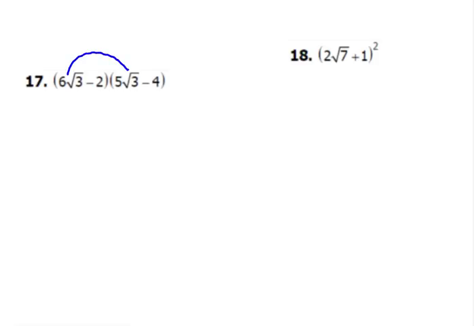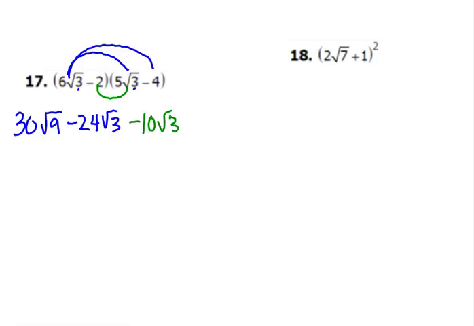Okay, so we're going to take 6 times 5 and get 30. And then my numbers on the inside times each other and get square root of 9. Then I'm going to take 6 square root of 3 times negative 4. So I'm going to have 6 times negative 4 and get negative 24 root 3. Now multiply through negative 2. Negative 2 times 5 is negative 10 square roots of 3. Negative 2 times negative 4 is a positive 8.